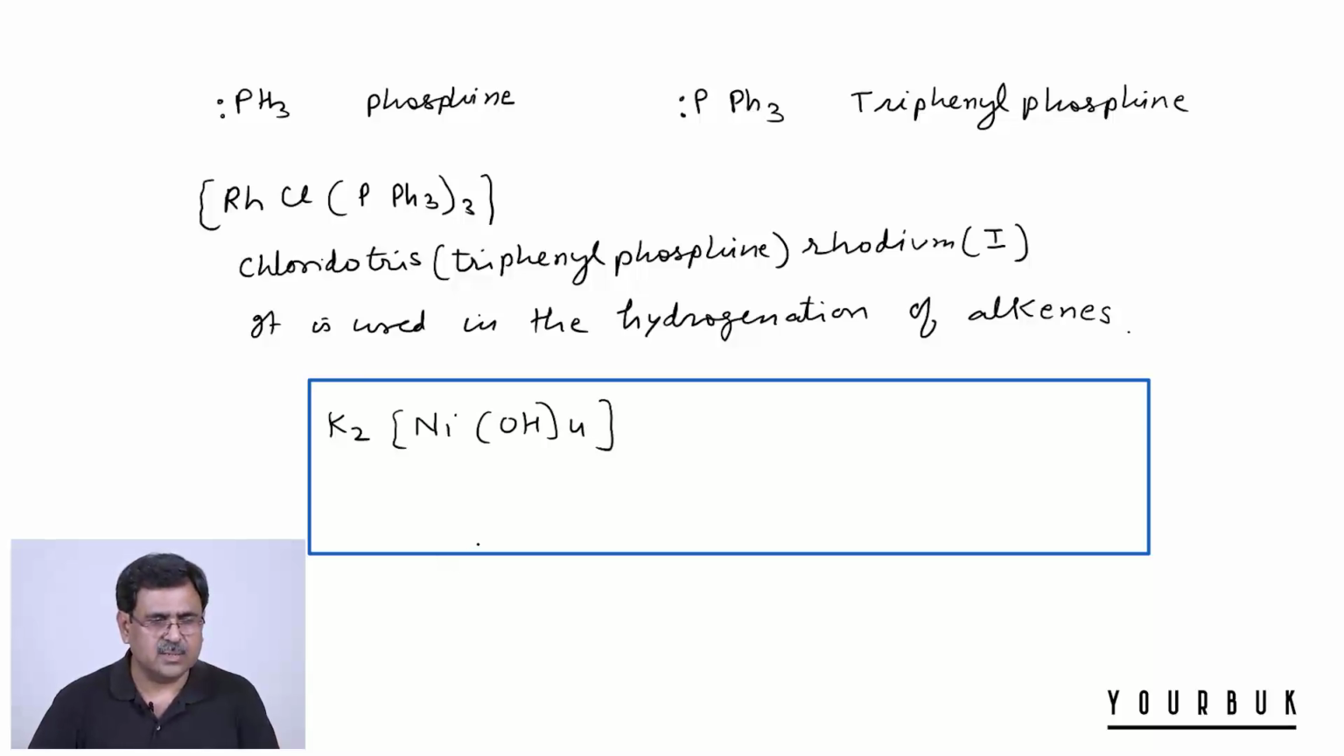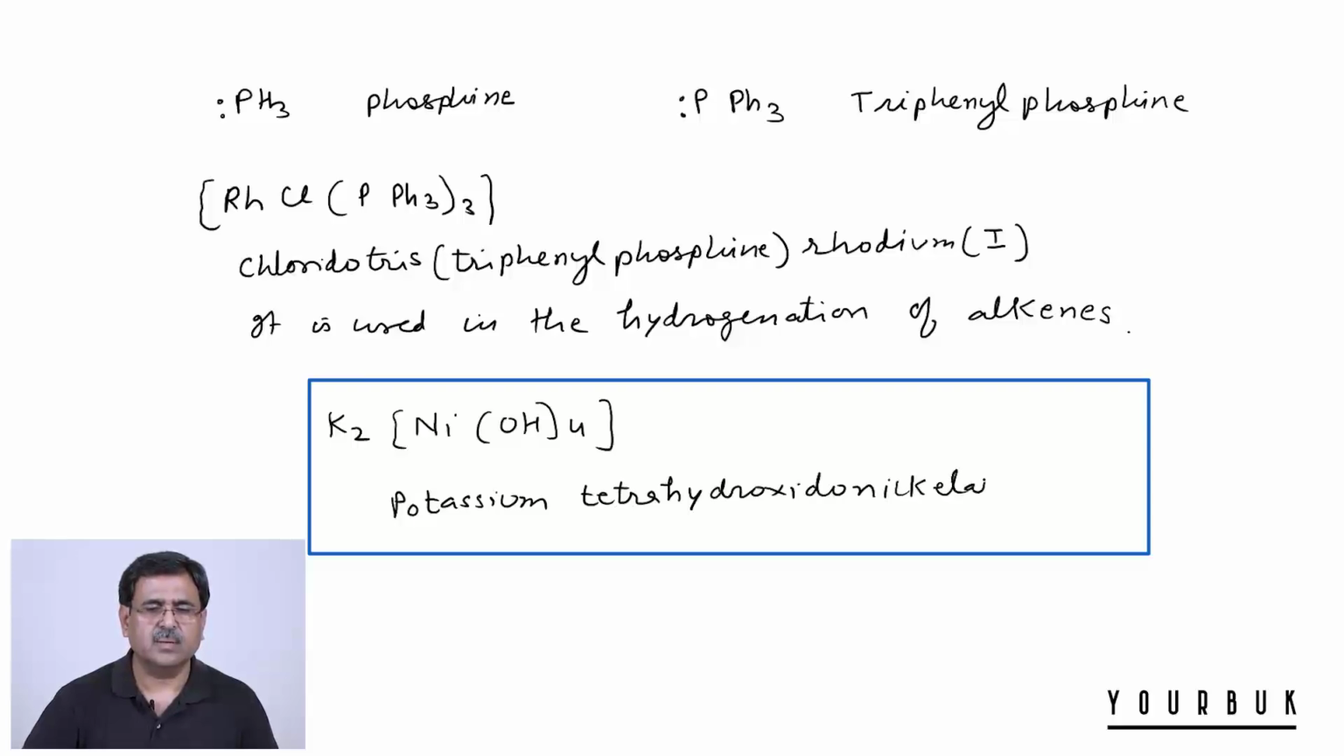Now this is again an example of an anion complex, so nickel has to be named as a nickelate. We write the IUPAC name of this complex as potassium, then we write tetrahydroxido, we write nickelate, and followed by its oxidation state, that is 2.